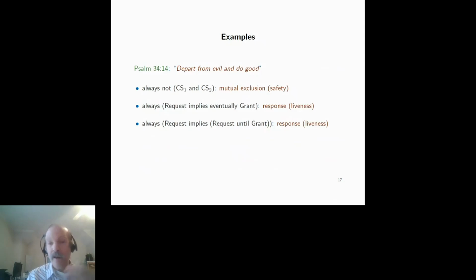And liveness is about some good thing that must happen. For example, always, request implies eventually grant. If a request is made, it must be granted. And there are different request disciplines. For example, does the request have to stay on until it is granted? Then you say request implies that request stays on until it is granted. So now you can describe in a very precise way different response disciplines.